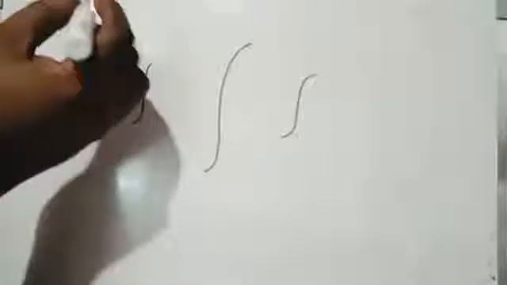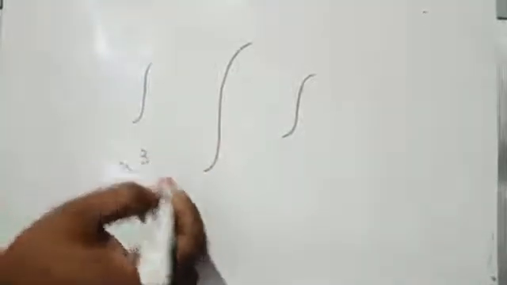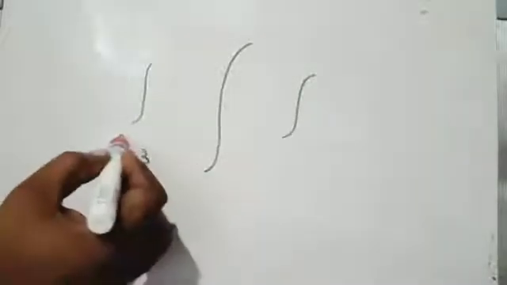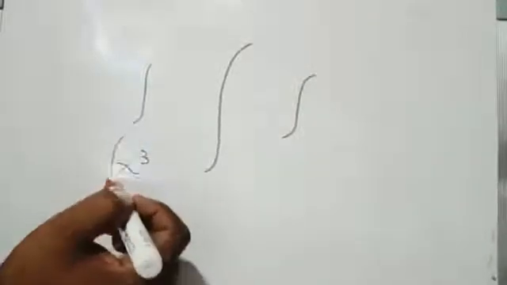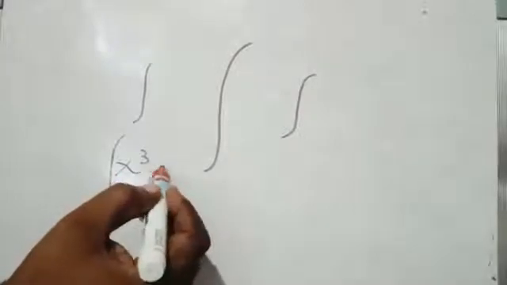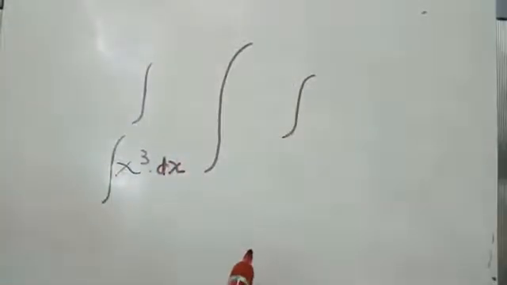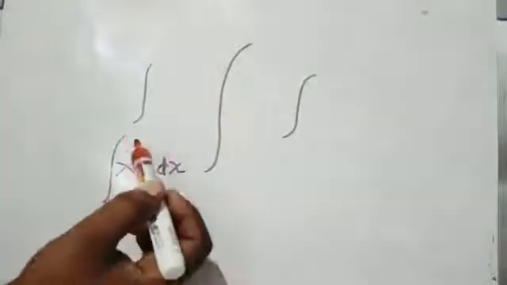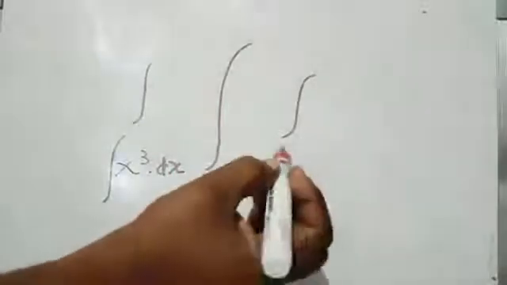Suppose you want to integrate x cubed. Just write x cubed in the integration sign. We have to read it as integral x cubed followed by dx. So when you write a term with the integral sign, there should be a dx. It's very simple why we mean dx.